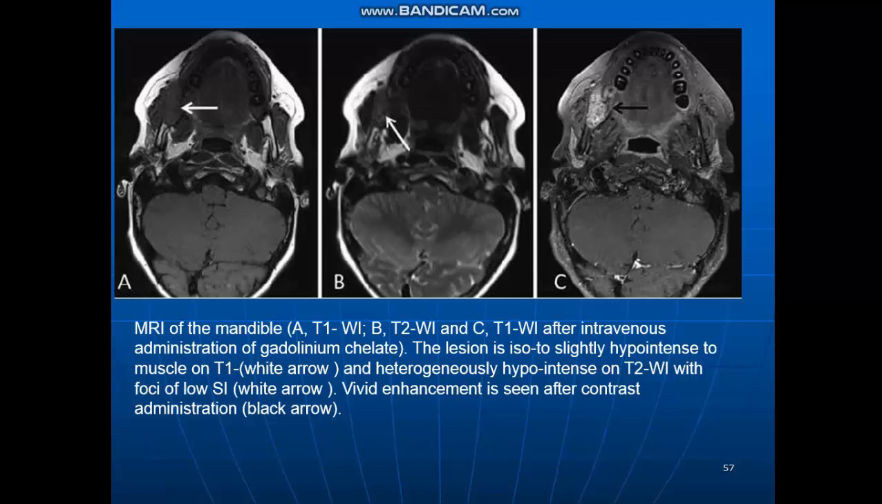In this picture you can see MRI of the mandible. As you can see here, there is a pathologic lesion. The lesion is slightly hypointense to muscle on T1 mode and heterogeneously hypointense on T2 with foci of low signal. And you can see enhancement after contrast administration. Okay, and the next method is ultrasound.